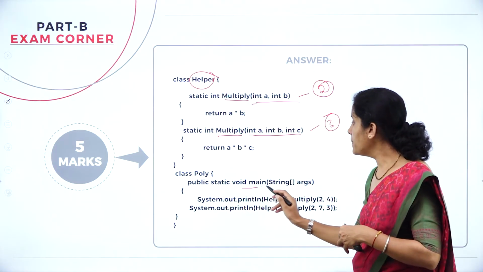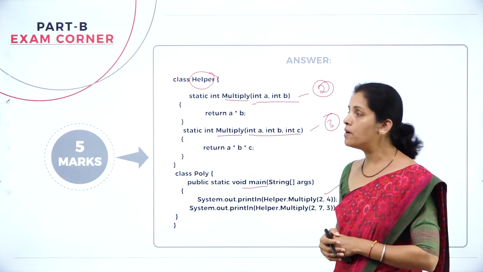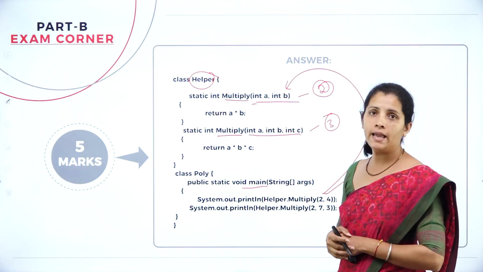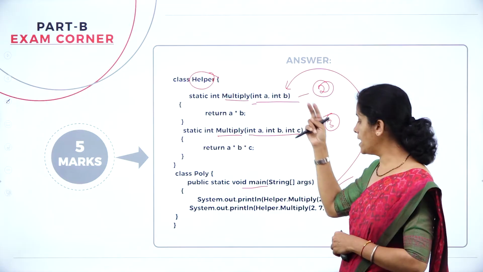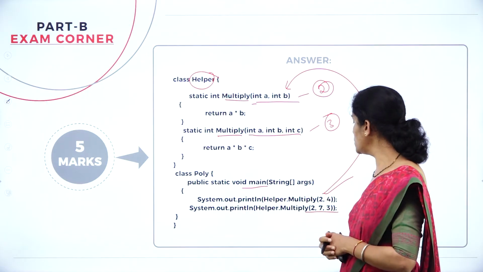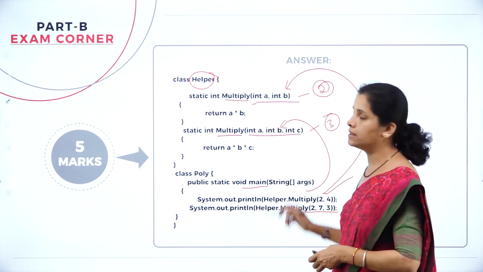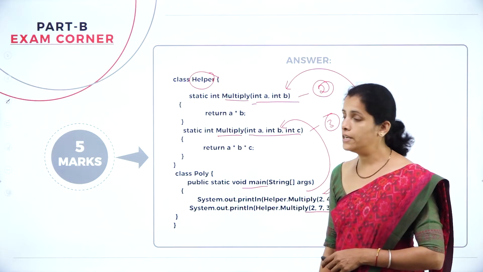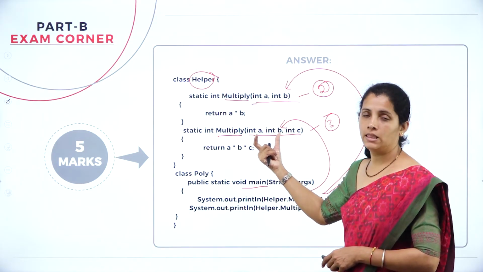And in my main function, I'm going to pass the values 2, 4. This is for the first multiply method. It is capable of taking 2 variables, A and B. Next time I'm passing 2, 7, 3. So this is for the second method. Now the job of the compiler is to identify which arguments are for which method.